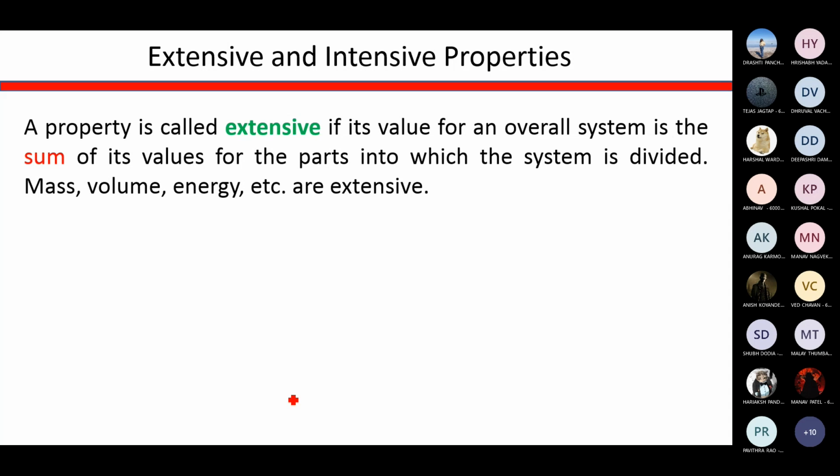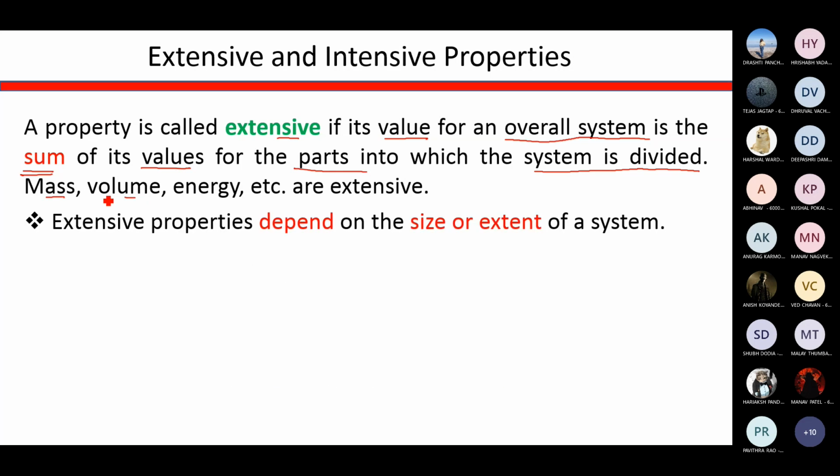Now look at the definition, how it is defined. A property is called extensive if its value for an overall system is the sum of its values for the parts into which the system is divided. So we will take a system, divide it into equal parts, and then check whether this definition is correct or not, right? Examples of extensive properties are mass, volume, and energy. You may know this already.